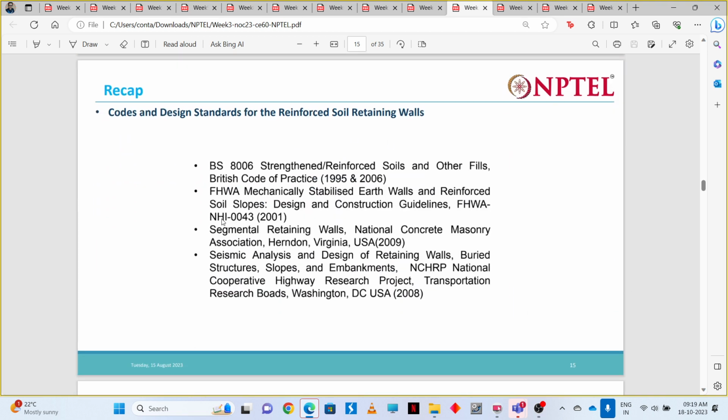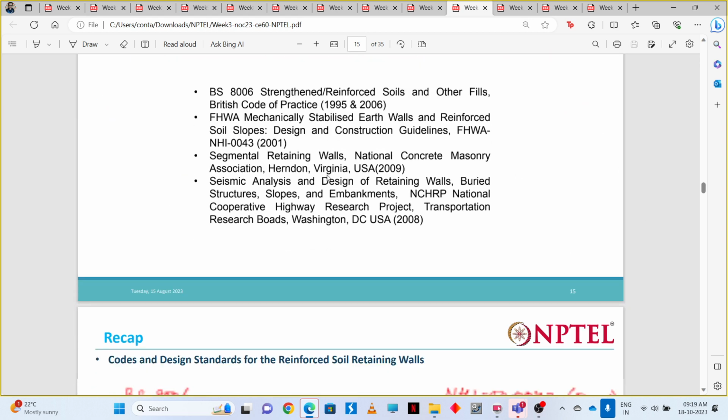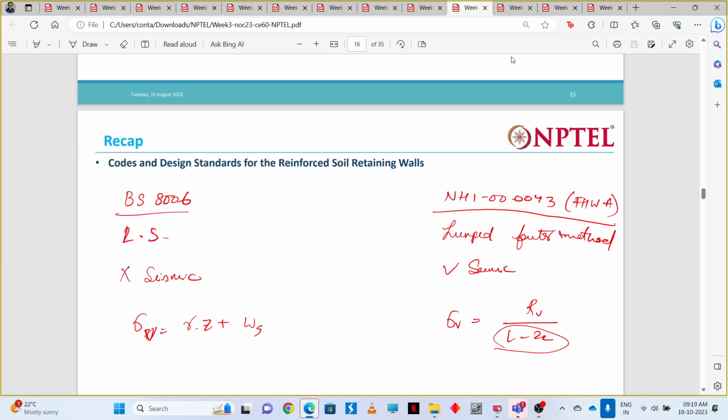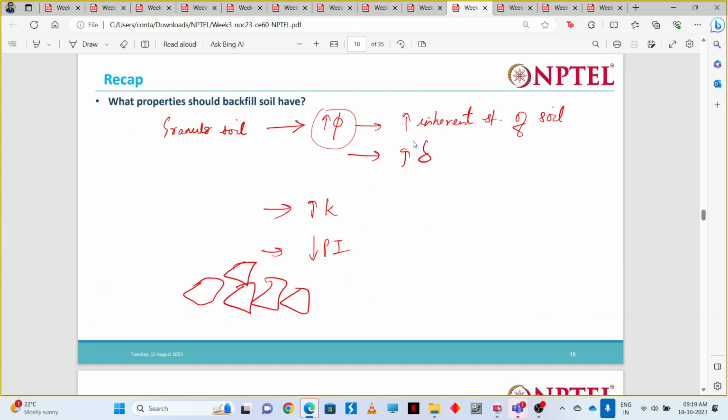Also, these are some important codes and design standards for reinforced soil retaining walls. Yes, so we discussed some of this.